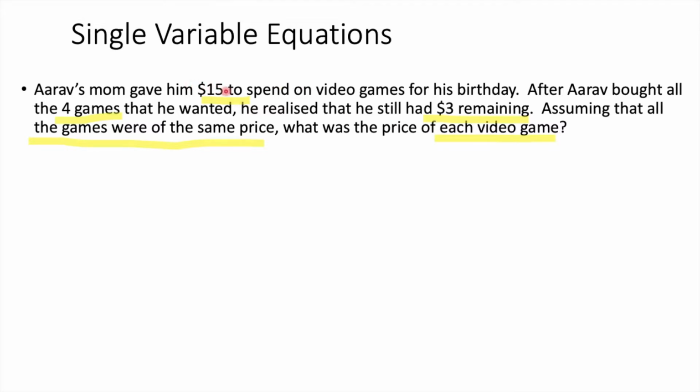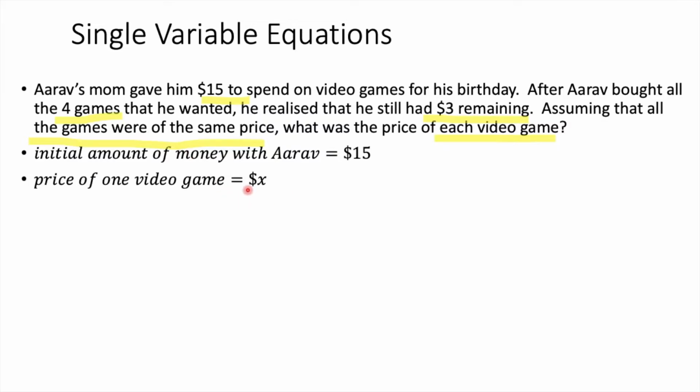So here we're given quite a bit of information. The question initially states that Arav's initial amount of money was $15. So we'll write that down. Next, we see that Arav has bought 4 video games, all of the same price. So since all the video games were of the same price, we can assign a variable to the price of a single video game. And here, we'll call that x.